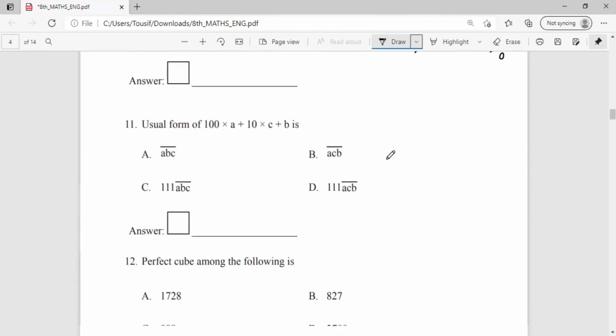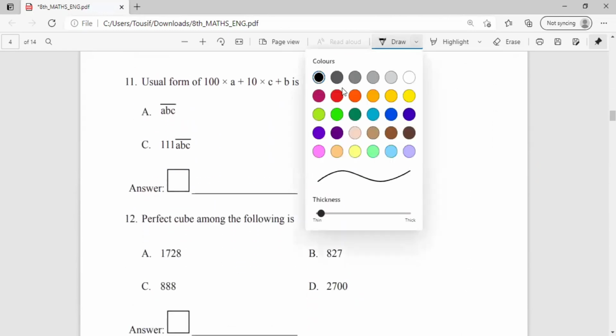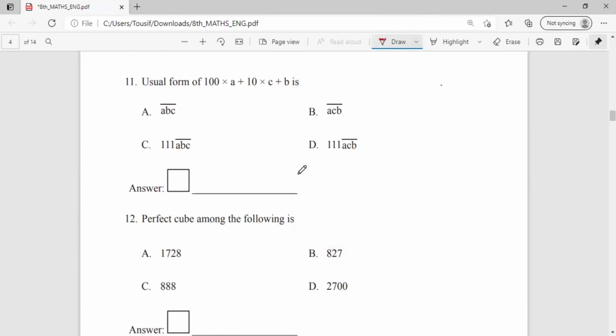Moving to the 11th one. This kind of problem we performed in our primary classes. They're saying usual form. Usual form is like if I give the number 174 and ask you to write it in usual form, that means writing it in the form of place values. 1 is at the hundreds place, so I multiply 1 into 100, plus 7 is at the tens place, so 7 into 10, plus 4 is at the units place, that is 4 into 1. Likewise, it is written in the usual form.